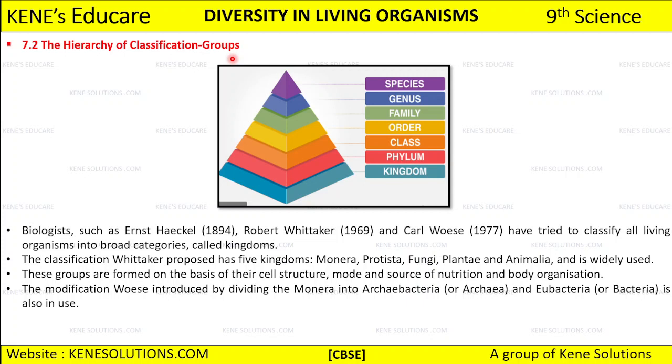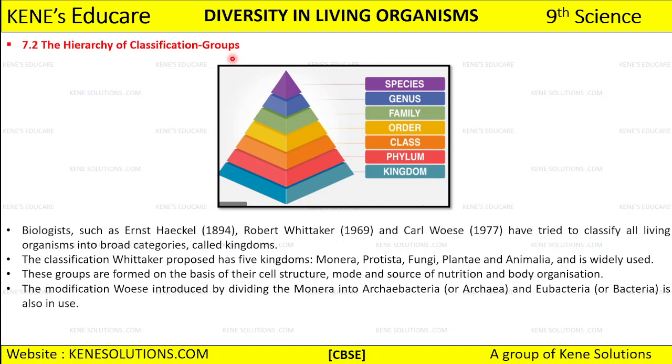So this is how the hierarchy goes on, and this is how we classify the different animals. As I told you, there are more than 10 million species present on our planet, and studying each and every plant and each and every animal is very difficult, right? So that is the reason hierarchical classification of these groups was very important.